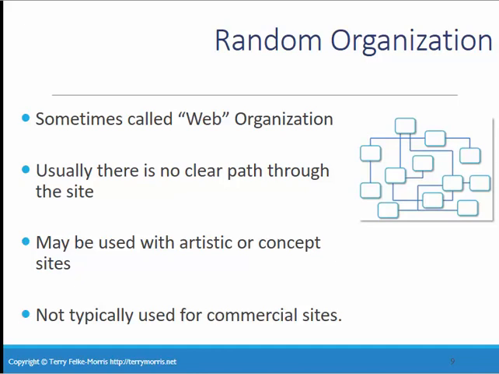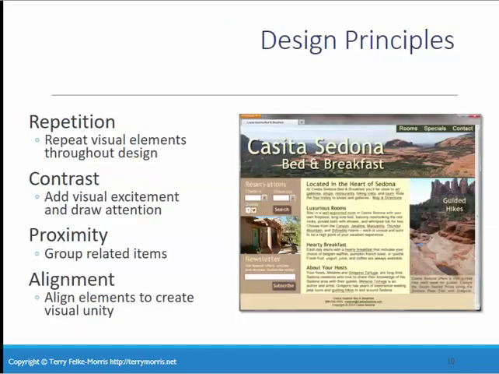Then there's random organization. I like to call it the Yahoo style; I always call that random organization. You rarely see this, but there is no clear path through the website. You can go to Yahoo, click on an article from the homepage, and then inside of that you may see another article you want to click on. After you read that article, you may have another one you want to click on. So there really is no real navigation or structure throughout the whole website.